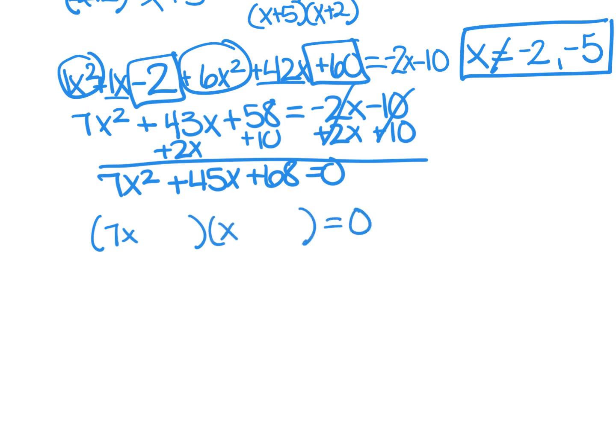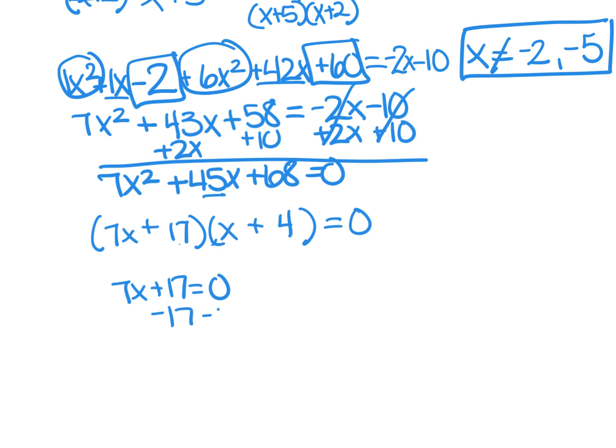And then the factors that will work here are 17 and 4. And let's just double check. So we have 17x and 28x. And does that equal 45? 17x plus 28x equals 45. So we know that that works. And they're all going to be pluses. So I have 7x plus 17 is equal to 0.